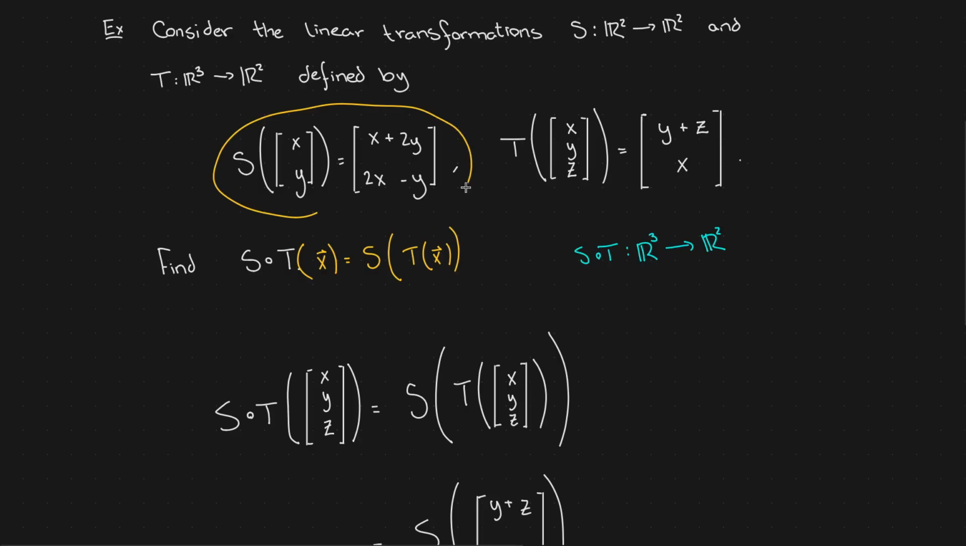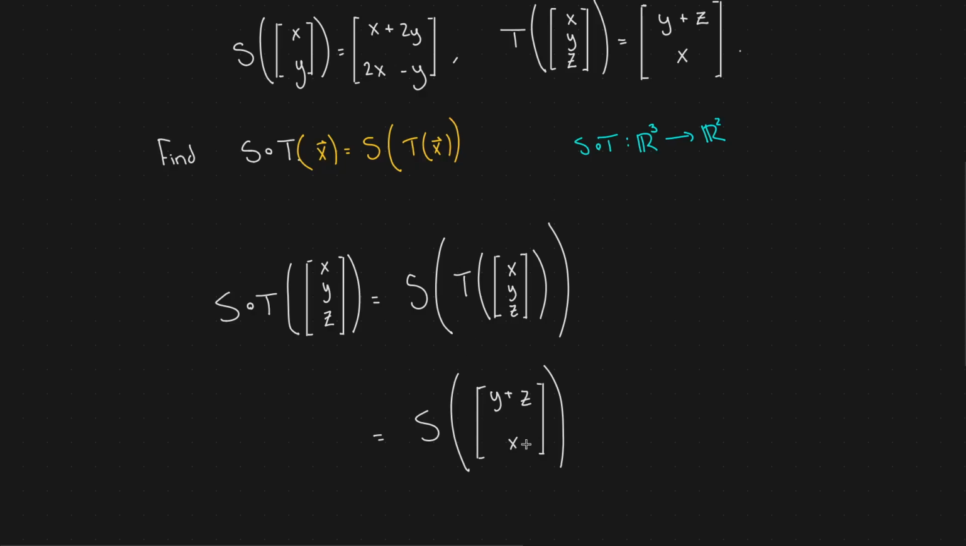Here, this tells me the rules for plugging something into transformation S. x is whatever the first component is that I'm plugging in. y is whatever the second component is that I'm plugging in. So in this case, y plus z gets plugged in place of the x because it's my first component. Every time I see an x in this expression, I plug in my first component, y plus z. And y is the second component, so every time I see a y in this expression, I plug in my second component, which in this case is x.